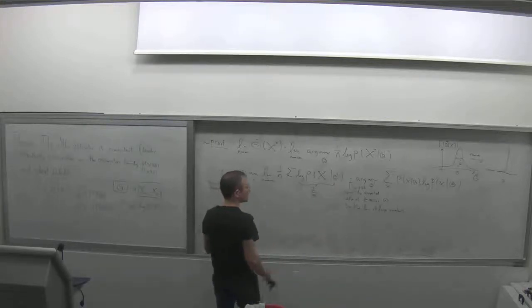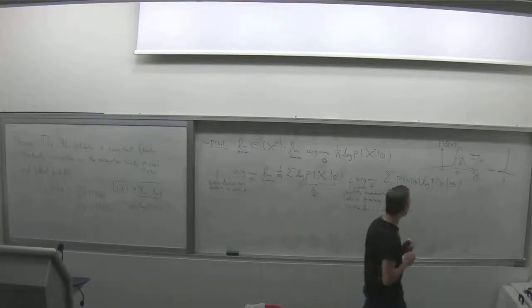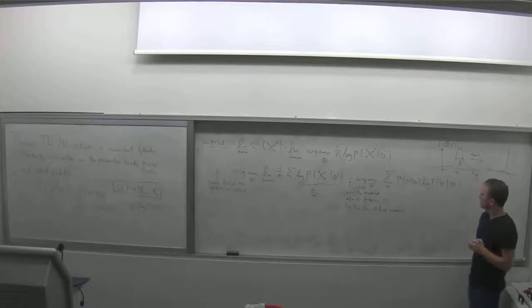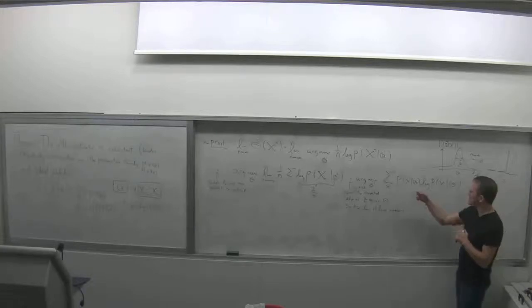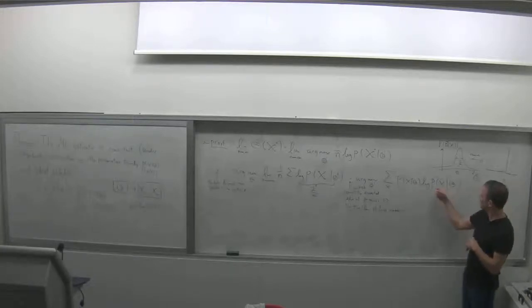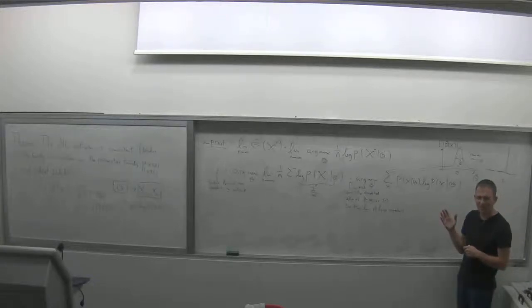Now look at this thing. Does it remind you of anything? Sorry? It is like a DKL. If you see distribution, log distribution, think DKL or entropy. But it's a different distribution, because theta and theta prime are different. So it's two different distributions. So it's P log Q. P log Q is very similar to a DKL, right?